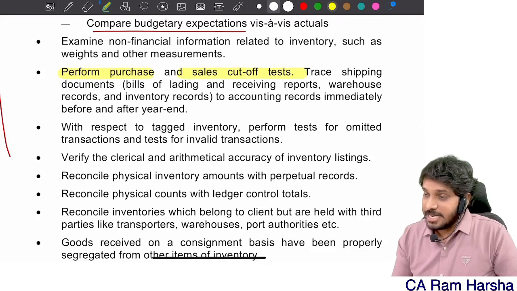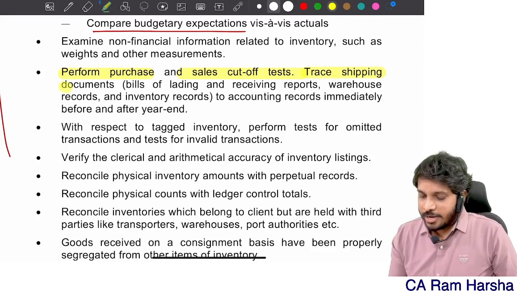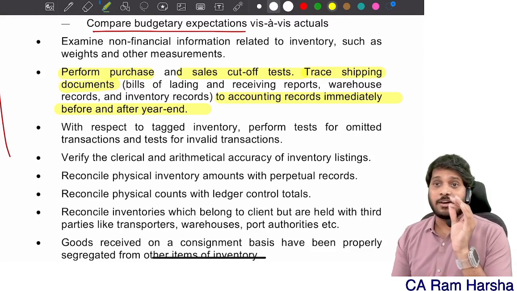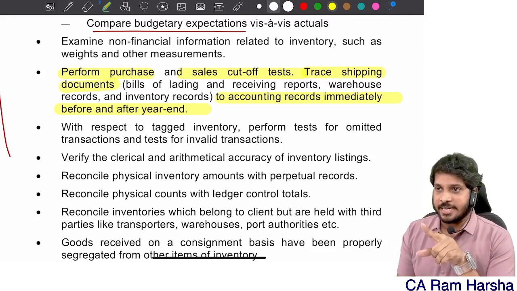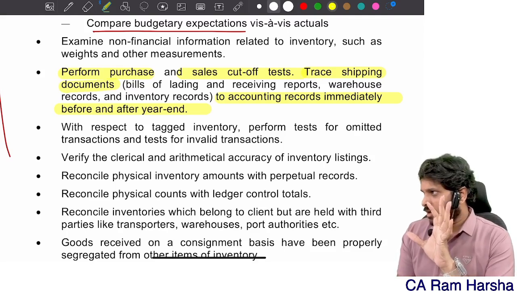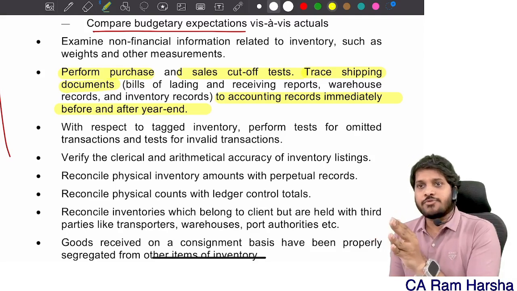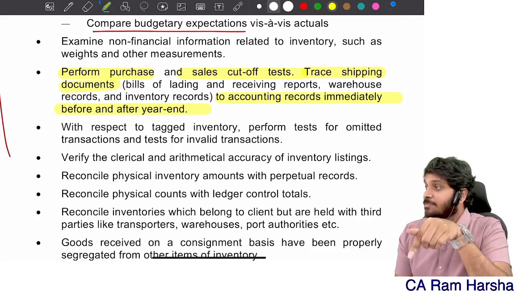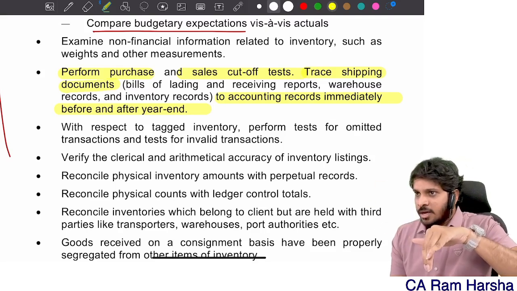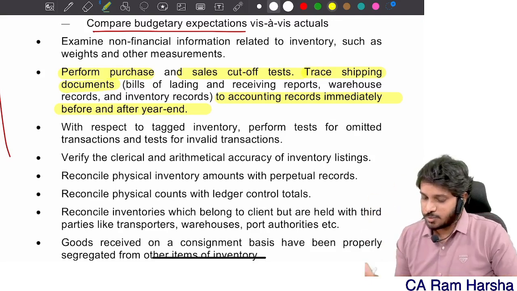Perform purchases and sales cutoff. This is the most important, an easy point also, cutoff. Look at the shipping documents to accounting records immediately before the year end. So I will apply the cutoff procedure, where if any sales and purchases are recorded at the year end, as well as in the first week of next year's beginning, whether shipment really happened or not. When the shipment happened: if the delivery is completed on or before 31st March, it should be recorded as current year purchase or current year sale. If delivery is done in the next year, then it should be recorded as next year sale or purchase. That is what cutoff is.